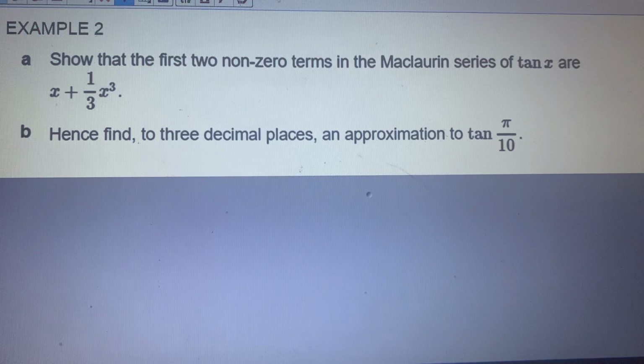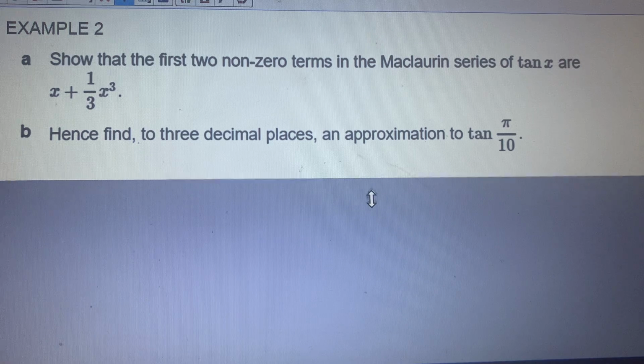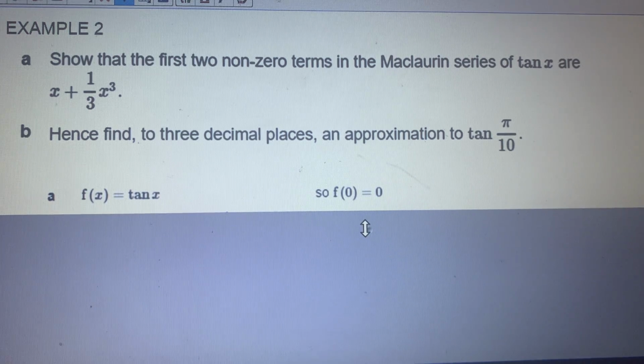Example 2. Show that the first 2 non-zero terms of the Maclaurin series of tan x are x plus a third x cubed. So this is a show that question, so you've got to make sure that you give plenty of detail. So you've got f of x is tan x, so f of 0 is 0.